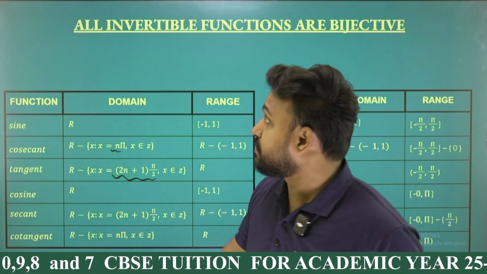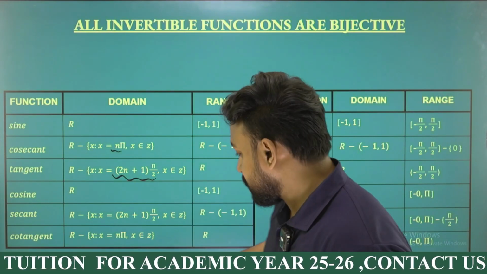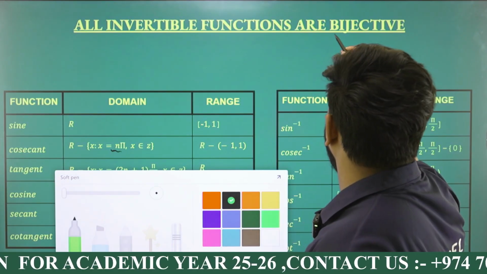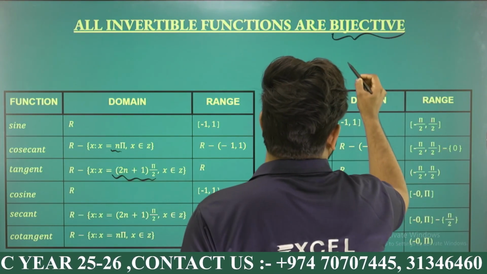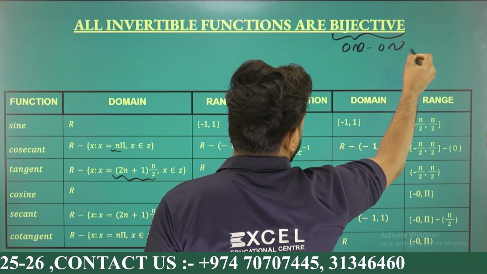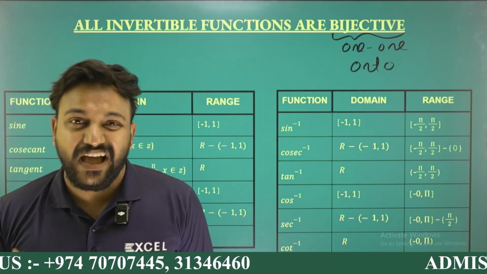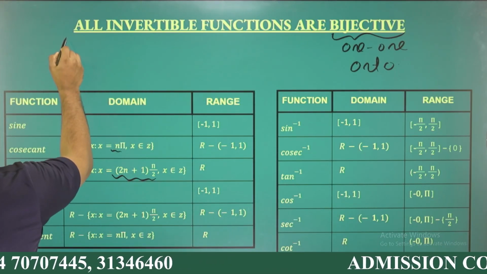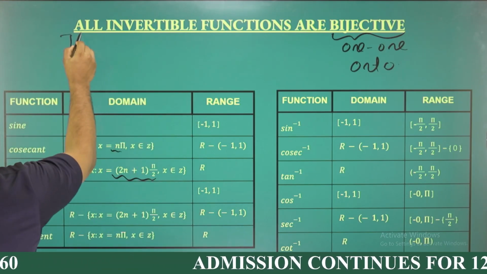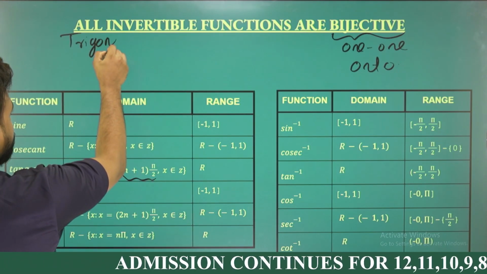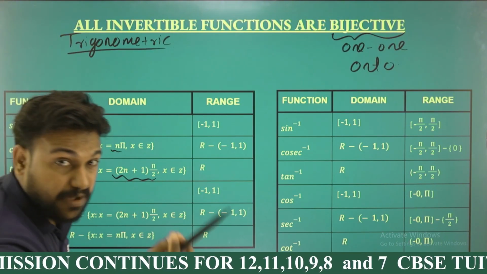The answer for that is all invertible functions are bijective. All invertible functions are bijective. I think you all know what is bijective from the chapter relations and functions. Bijective means what? This should be one-one and onto. So we have to know whether our trigonometric function is bijective or not. So I'll give you an example here.